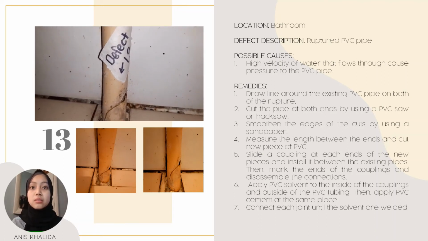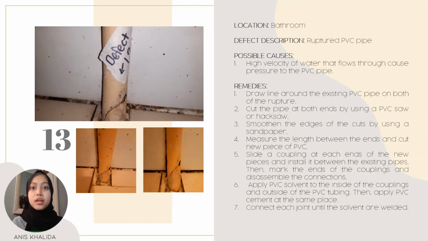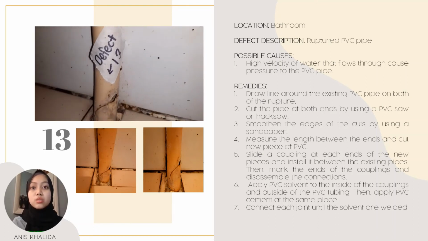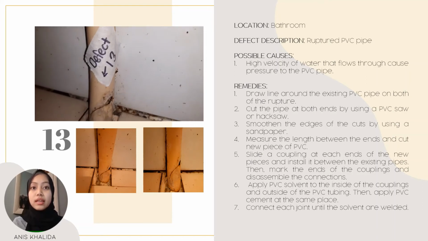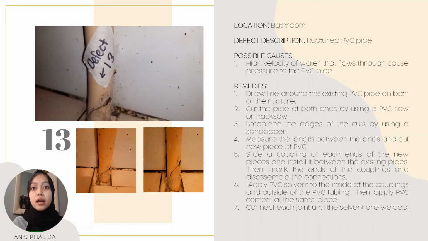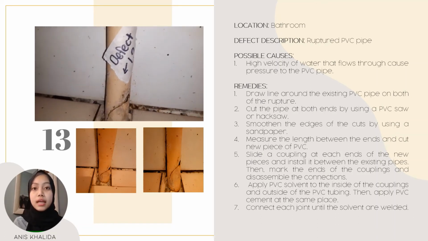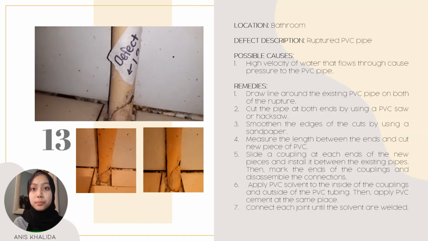and cut the pipe on both ends using a PVC saw or hacksaw. Then smoothen the cut edges with sandpaper. Make sure to measure the length between the ends to cut a new piece of PVC. Then slide a coupling at each end and install the new pieces between the existing pipe.